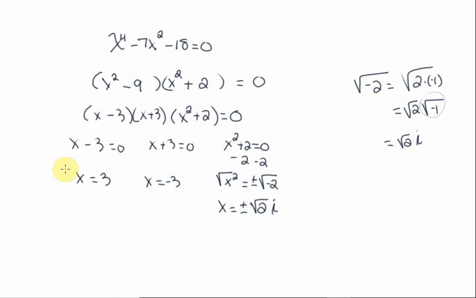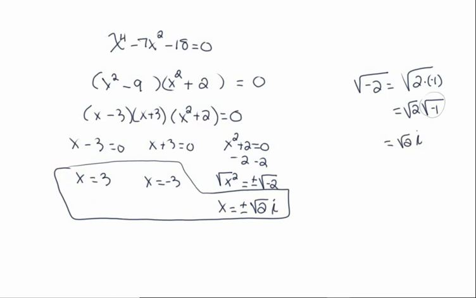So there are my 4 answers. Positive 3, negative 3, square root of 2i, and negative square root of 2i. So hopefully you don't find that too intimidating, even though it looks a little weird. But because we have this x to the 4th here, I'm getting 4 solutions. Whatever the highest exponent is, that's how many solutions I should come up with. Okay? So that's one topic I want to cover today.